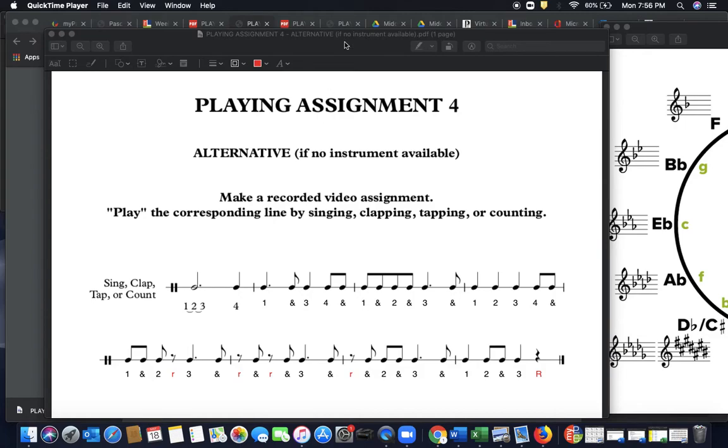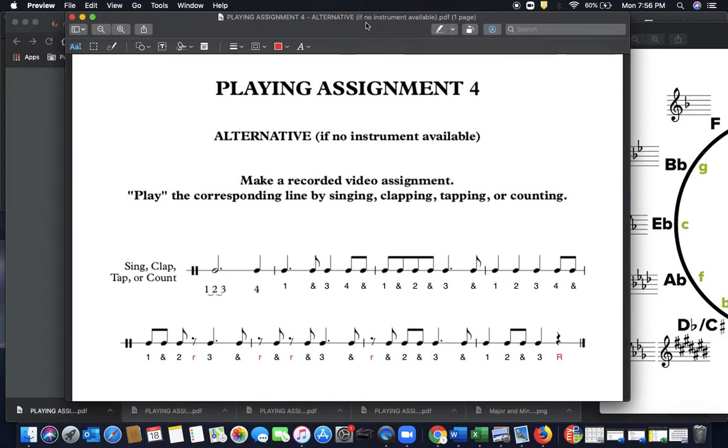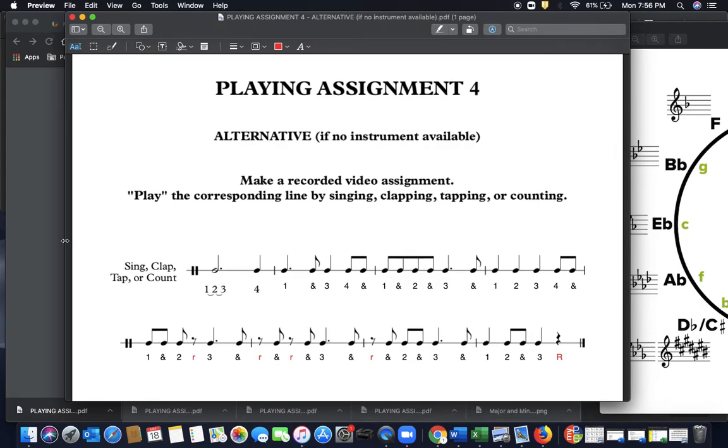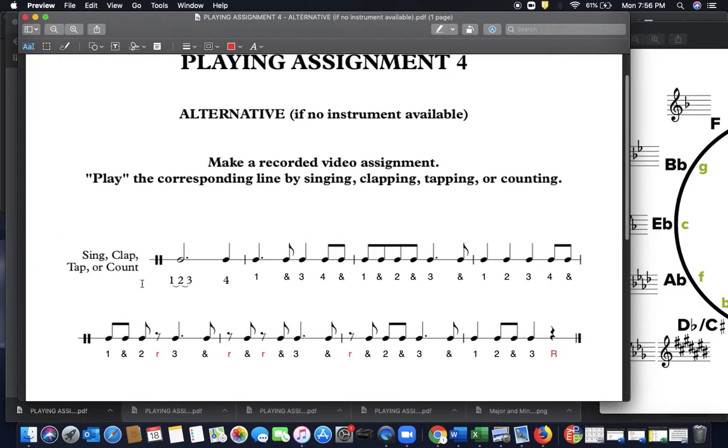Hey everybody, in this video I'm going to be talking about the week 6 playing assignment for students without an instrument. So this is the alternate assignment. This is the fourth playing assignment. You'll notice I have it in front of me here. I also have the counts written underneath. That's going to be very helpful for you guys.